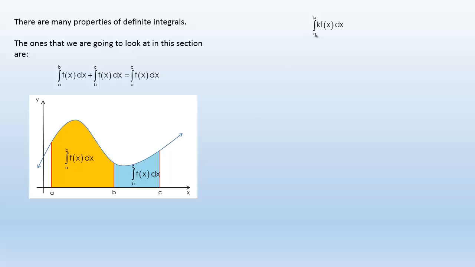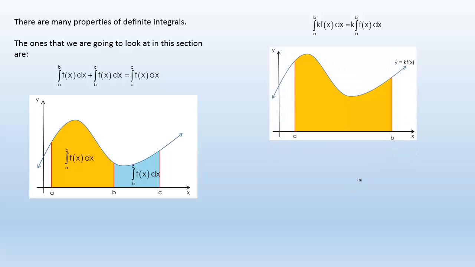Now the next one is that the integral from a to b of k, where k is a constant, that means it's just a number, times f of x, is equal to k times the integral from a to b of f of x. So in other words, we can slide the k outside. Again, let's look at a diagram.